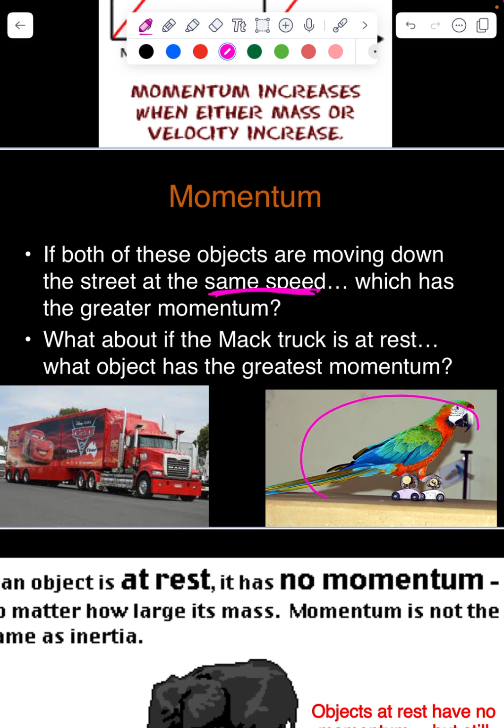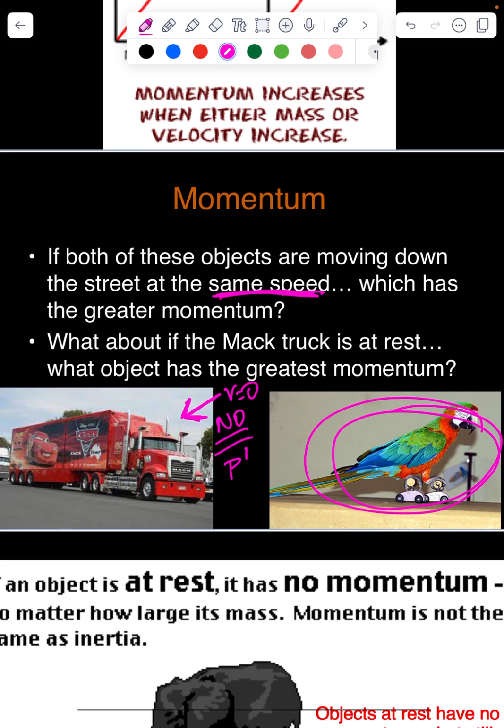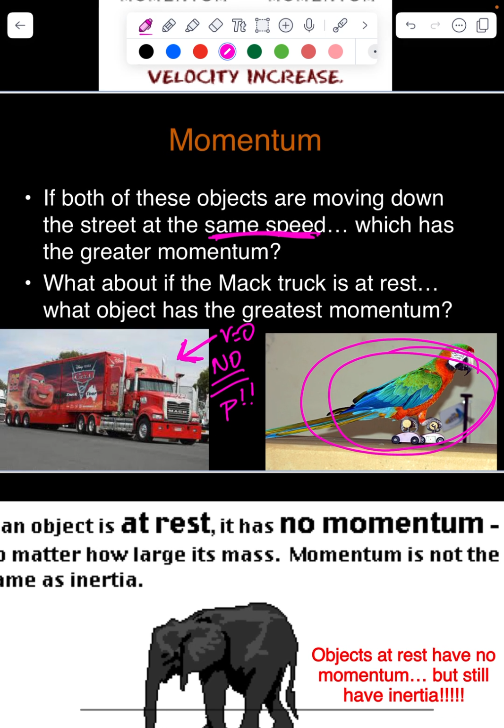Hopefully, you're saying the McCall will have a greater momentum. It does not matter how much mass that Mack truck would have. If its velocity is 0, it has absolutely no momentum whatsoever. So even though the McCall's momentum might be a lot smaller than the Mack truck's, it still has more because that Mack truck would be stopped.